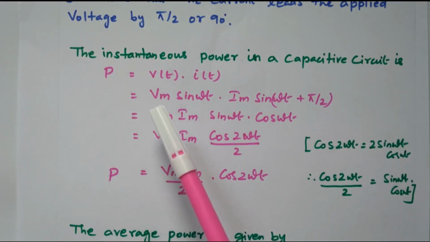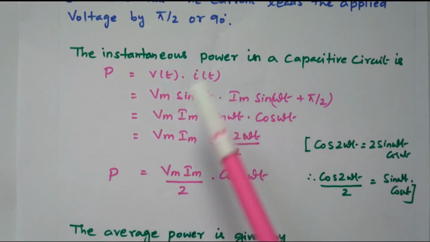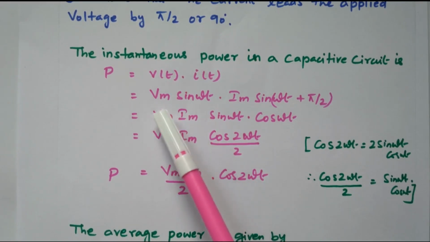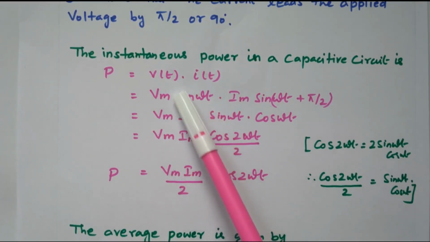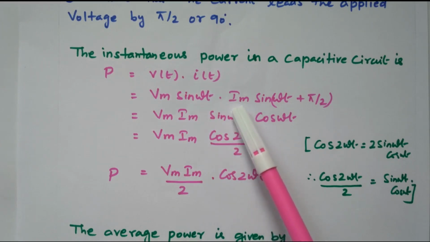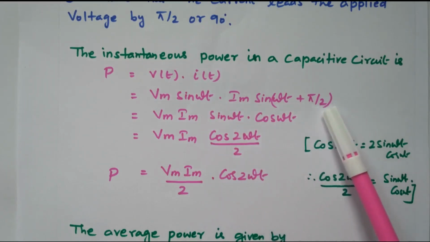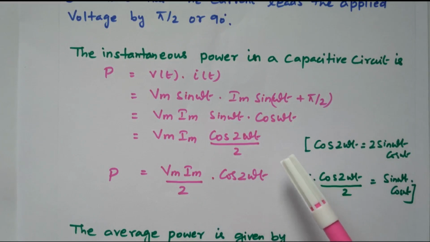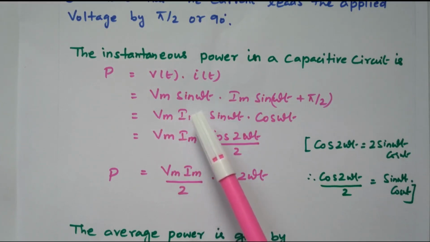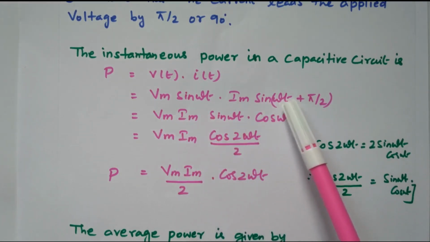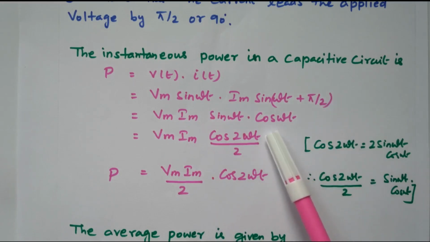Instantaneous power means power at a given time. P equal to V of t into I of t. V of t is Vm sin omega t, this is equation 1. I of t is Im sin of omega t plus pi by 2, this is equation number 2. So P equal to Vm into Im sin omega t, and this sin of omega t plus pi by 2 can be written as cos omega t.